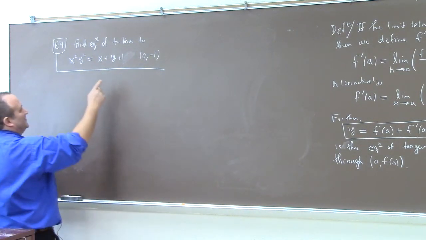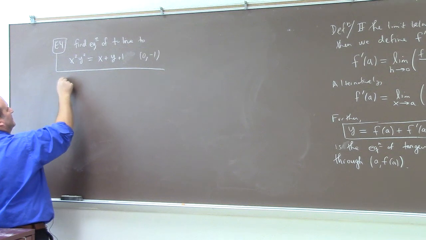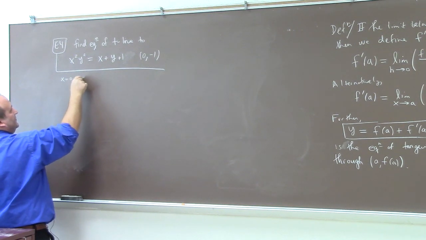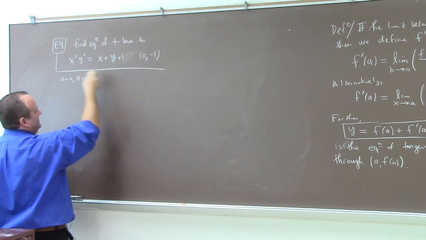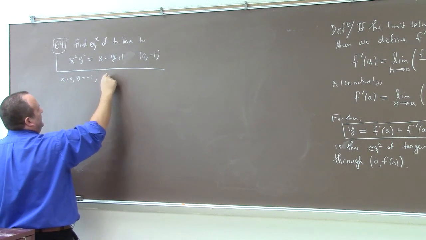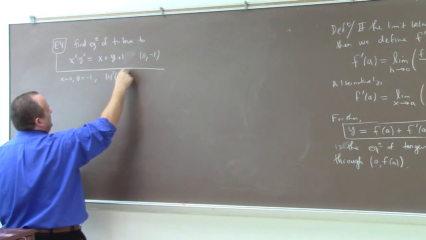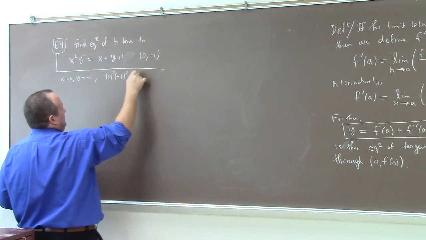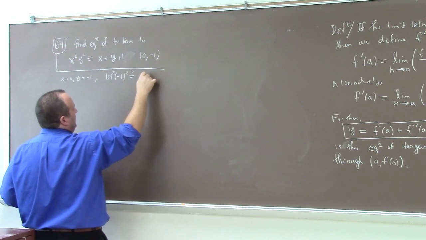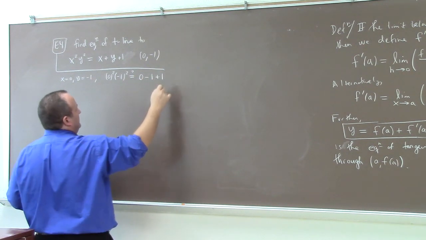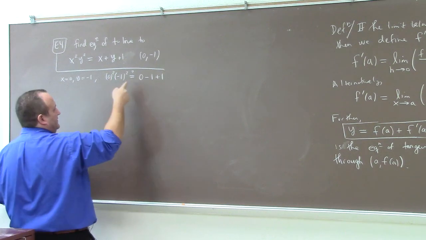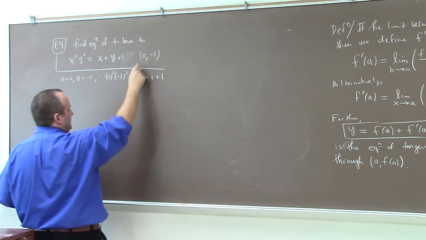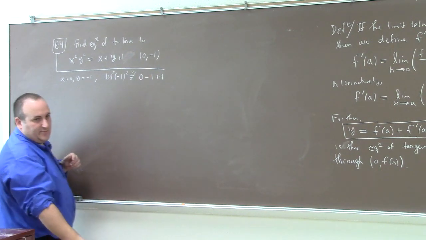Yeah, that's what I'm saying. So if I plug in x equals 0, y equals minus 1, does it actually solve this equation? So I've got 0 squared times minus 1 squared. Is that equal to 0 minus 1 plus 1? I think it is. I got 0 equals 0. So too bad for us. We actually have to work the problem.